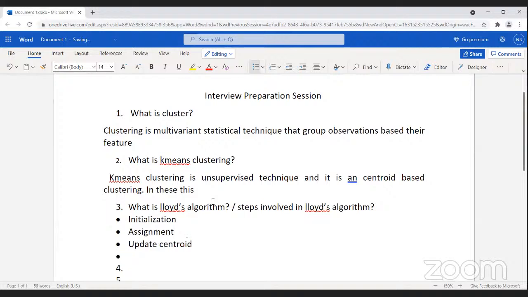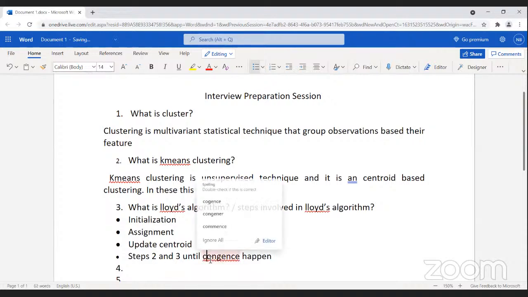And then what we should do? We should repeat steps 2 and 3, means assignment and update centroid, should be repeated till what stage? Until convergence happens.